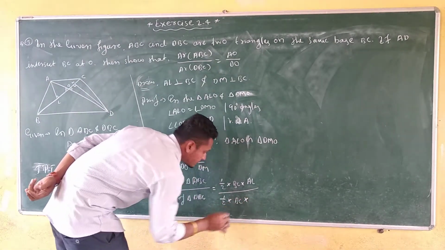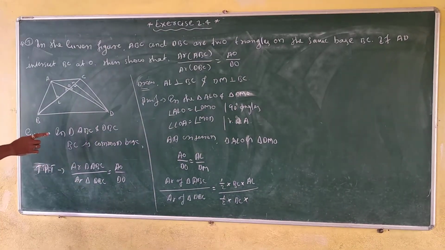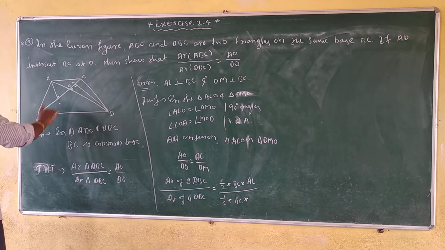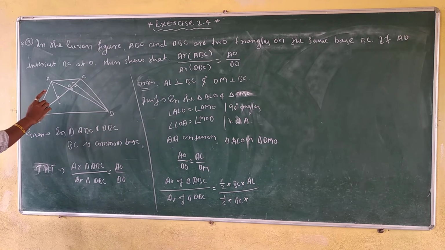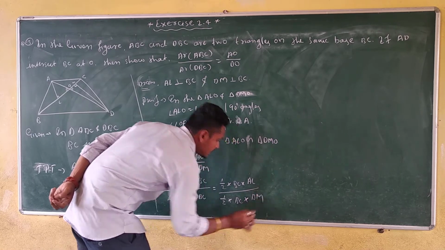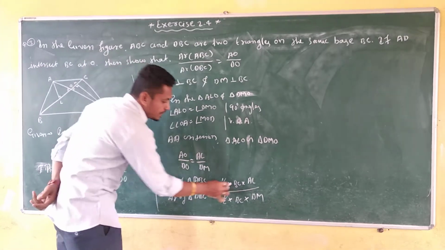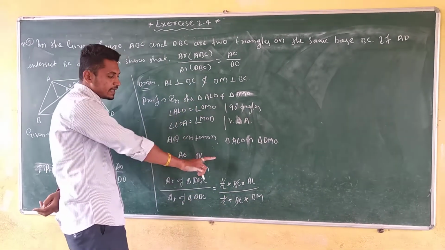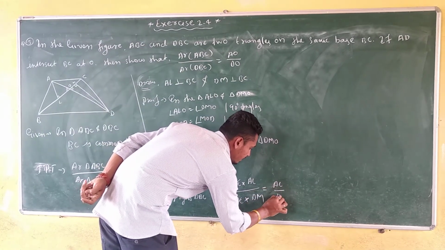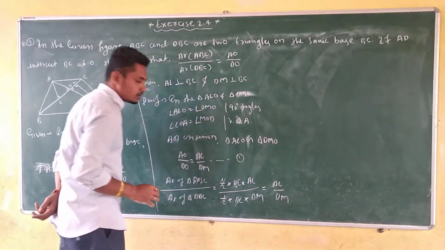Divided by 1 divided by 2 into, what is the base of DBC? BC is the base, and DM is the height. Now 1 divided by 2 and 1 divided by 2 get cancelled, BC gets cancelled. The remaining is AL divided by DM. So it is called equation number 1.